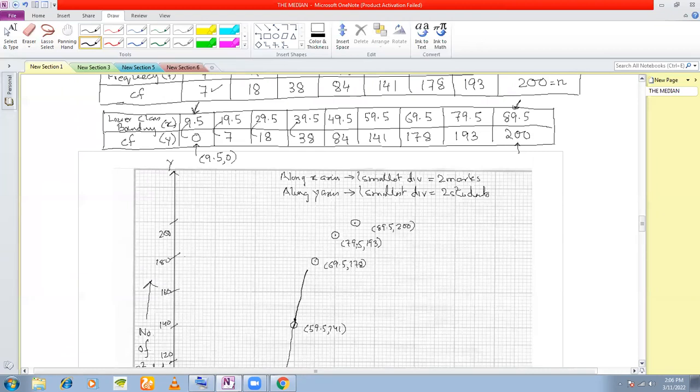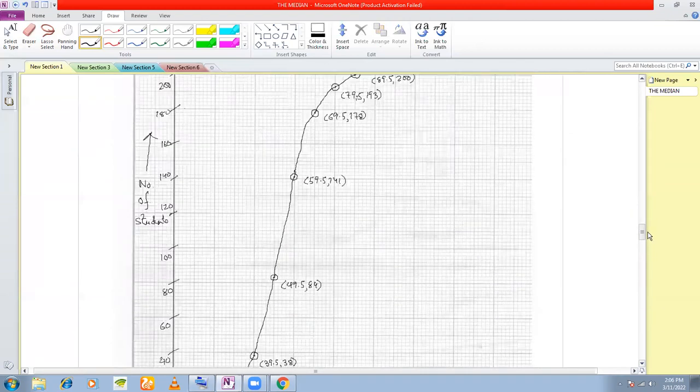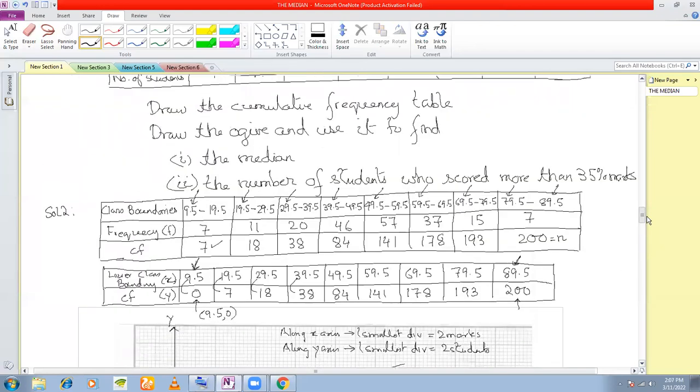Try not lifting the pencil while drawing the curve, right? So this should be a curve. With this curve, we have already obtained the ogive. Now once we have obtained the ogive, half of the work is done, right? What remains is to answer the questions. Now let's see what the questions are.